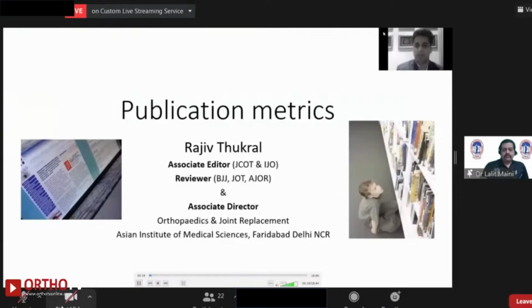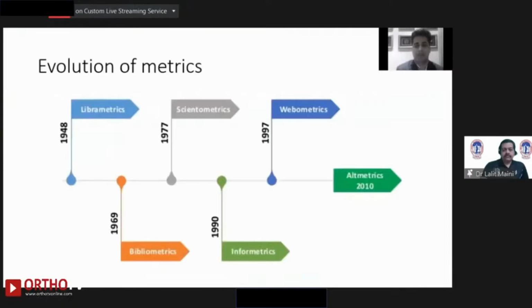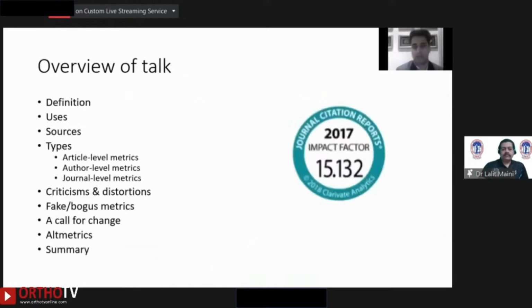So, metrics has evolved over time. Metrics basically means measurement, measuring, right? Evolved from measuring data regarding books, which is librametrics, or books in general, which is bibliometrics, to scientific books and literature, which is scientometrics, to infometrics, to webometrics using the web, and finally we have reached this age of altmetrics, and I'll come to that when I talk about it.